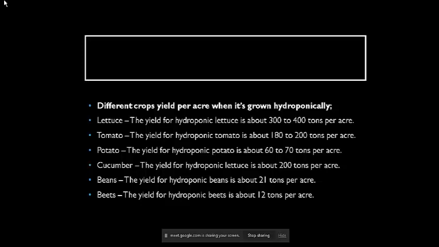So a hydroponic system is different from an acre. 500 plants is equivalent to 1 acre. In 1 acre you can grow 6,000 plants, sorry. So in a very small room, 10 by 10 room, you can grow plants equivalent to an acre. And lettuce you can grow in a room at 300 to 400 tons. Tomato almost 200 tons. Even you can grow the potato, the cucumber, the beets. This is a very good market.